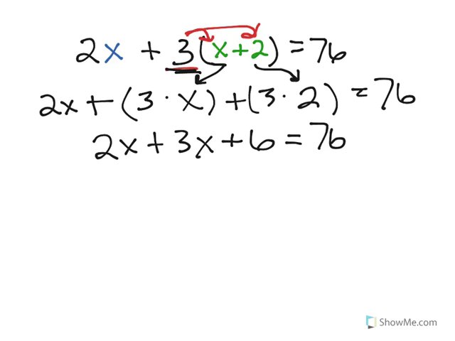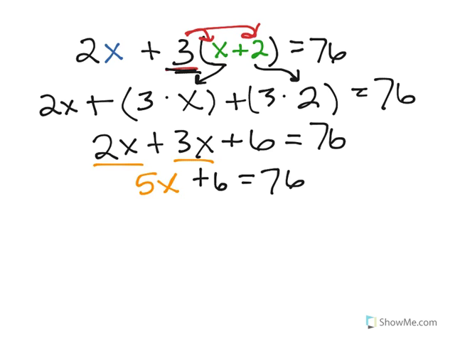Once we've removed the parentheses by distributing, we're going to move on to combining like terms. 2x and 3x are like terms on the same side of the equal sign, so we're going to combine those to get 5x, and then we're just going to bring down the plus 6 equals 76. In this step, we can't combine the 6 and the 76 because they're on different sides of the equal sign.